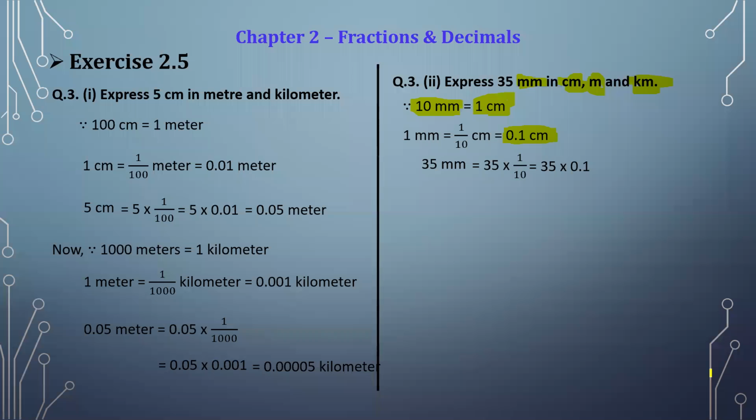Now we are getting 35 into 0.1, and after performing this calculation we are going to get the final answer as 3.5 centimeter. So this is the conversion of millimeter into centimeter. So 35 millimeter is 3.5 centimeter. So this is the first conversion in which we have converted from millimeter into centimeter.